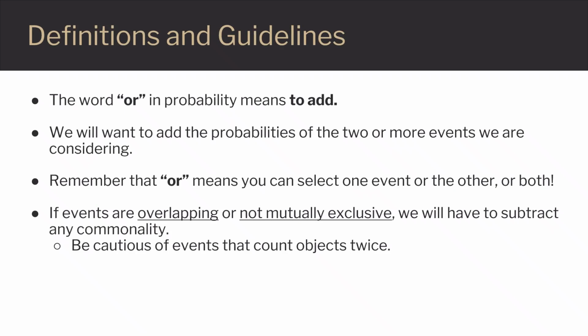Let's start with a few definitions and guidelines. The word OR in probability means to add. We will want to add the probabilities of the two or more events you are considering. If the events are overlapping or are not mutually exclusive, we will have to subtract any commonality.